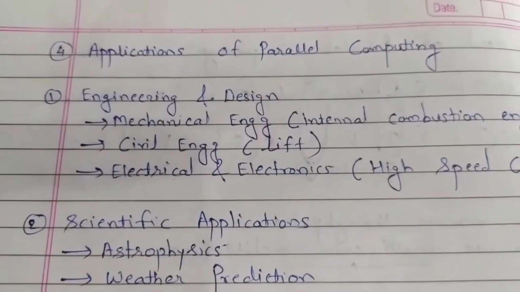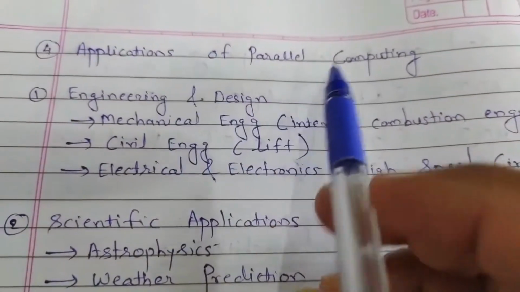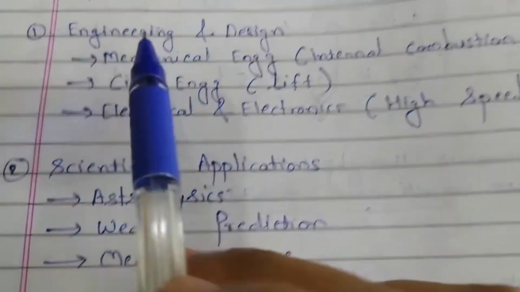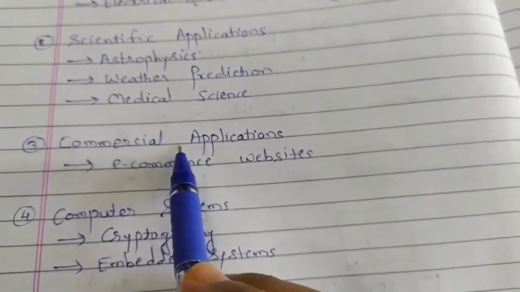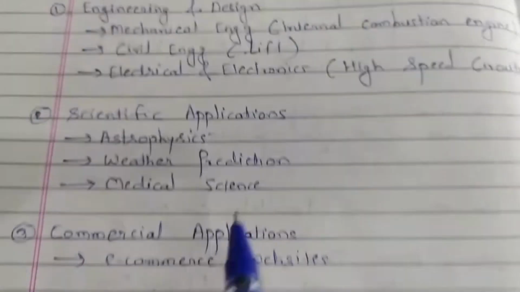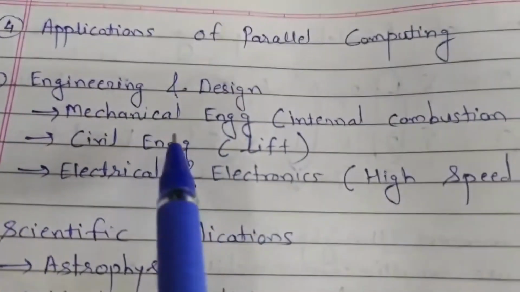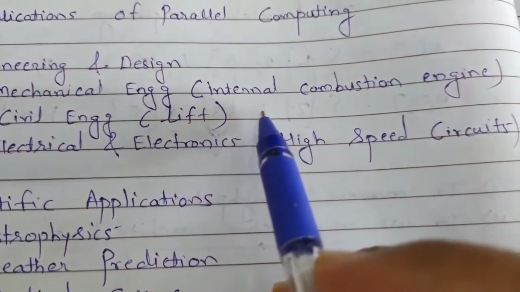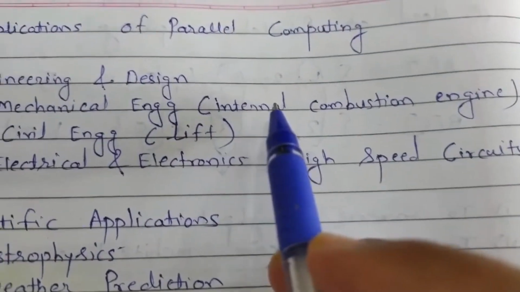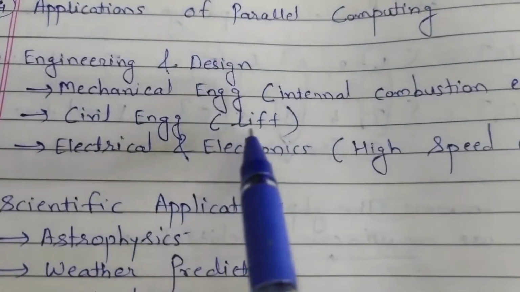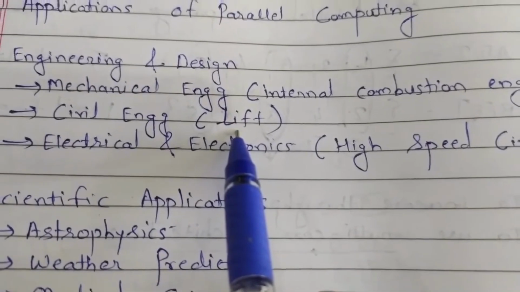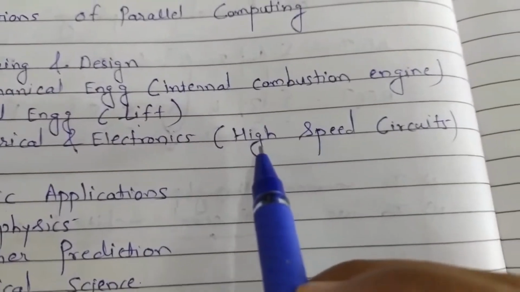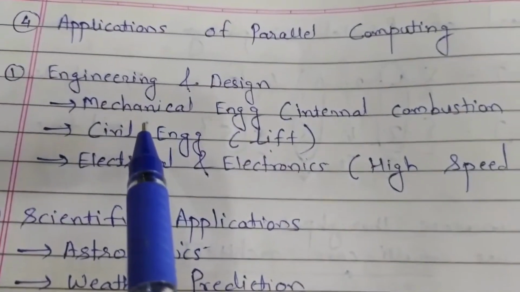Now we will discuss applications of parallel computing. Parallel computing is used in various fields, for example engineering and design, scientific applications, commercial applications, and computer systems. If we talk about engineering and design, it is used in mechanical engineering, where in an internal combustion engine it is used for charging and burning at the same time. In civil engineering, for example a lift, it is used for pushing and dragging. In the same way, in electrical and electronics engineering, it is used for high-speed circuits. There are many applications, and we have listed just a few.